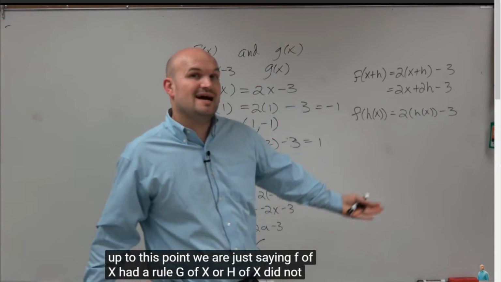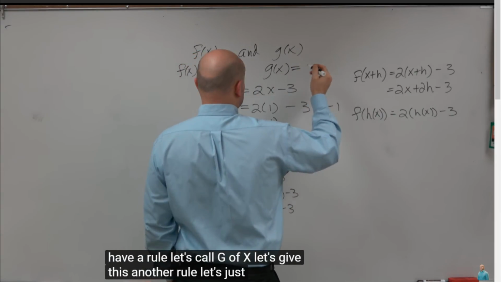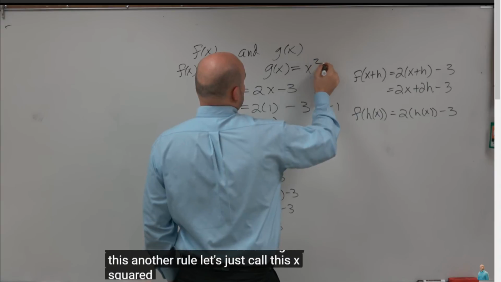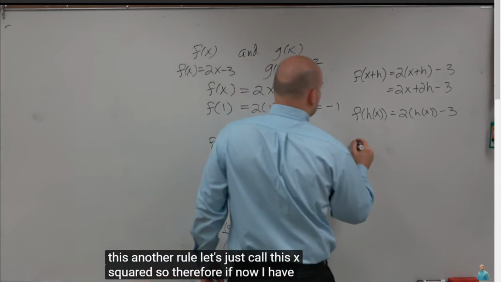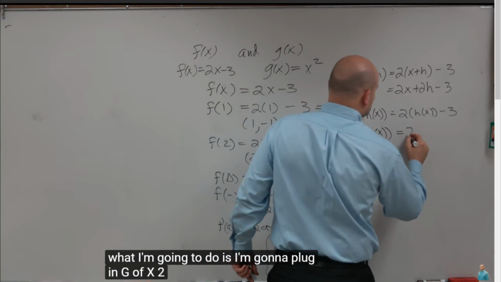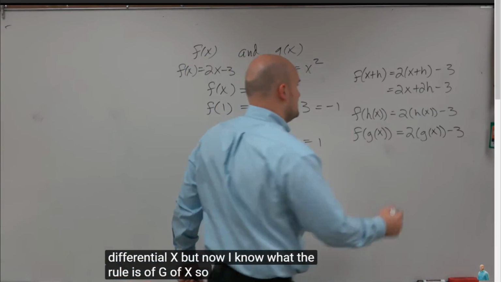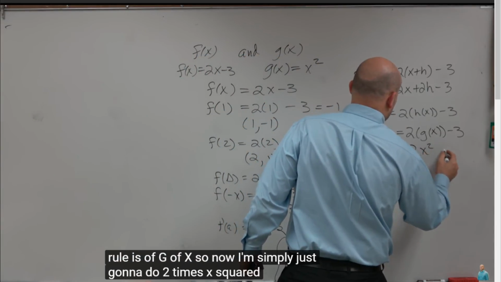G of x or h of x did not have a rule. Let's call g of x, let's give this another rule. Let's just call this x squared. So if now I have the function f of g of x, what I'm going to do is plug in g of x, 2 times g of x minus 3, like I did for h of x, but now I know what the rule of g of x is. So now I'm simply going to do 2 times x squared minus 3.